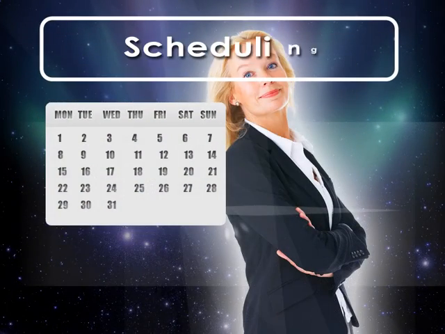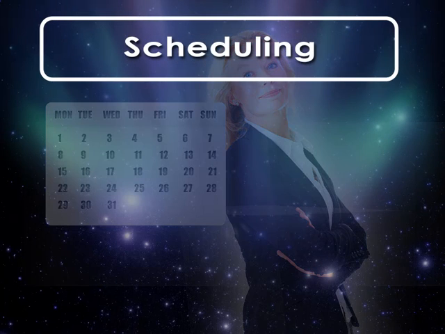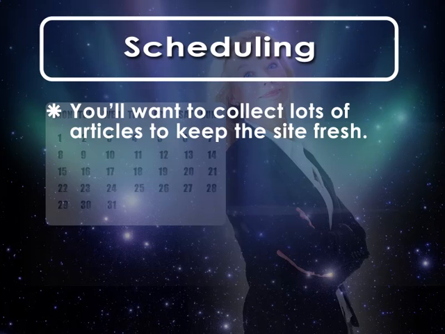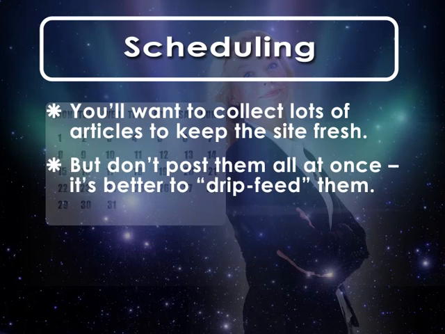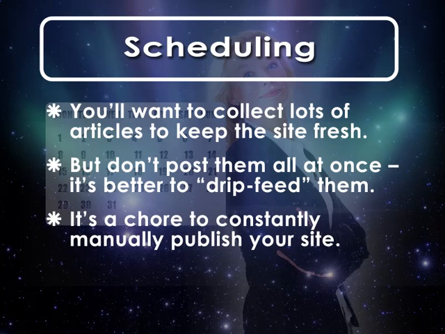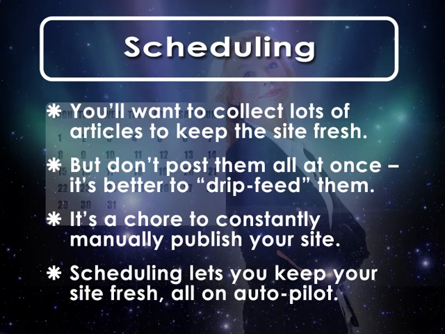As you create pages for your different sites, you'll probably want to collect lots of relevant articles and other materials to keep the site fresh. The problem comes when it's time to post all these articles. You don't want to post them all at once, but rather make the most of this fresh content by drip feeding your articles over time. At the same time, you don't want to be a slave to your site by having to open and manually publish every other day. The solution? Scheduling lets you build page count and keep your site fresh, all on autopilot.